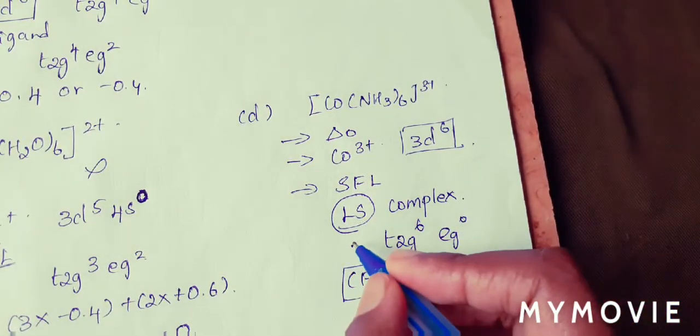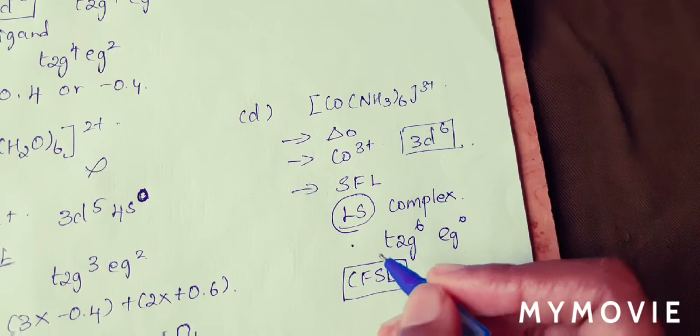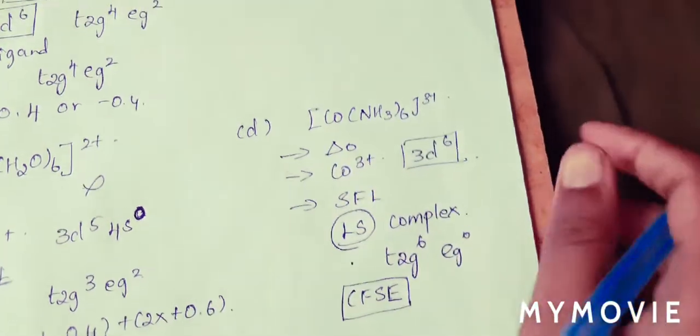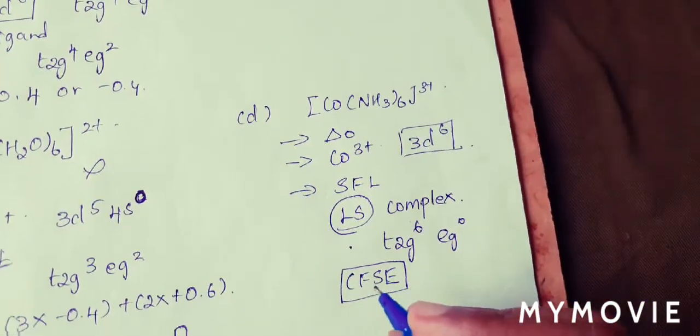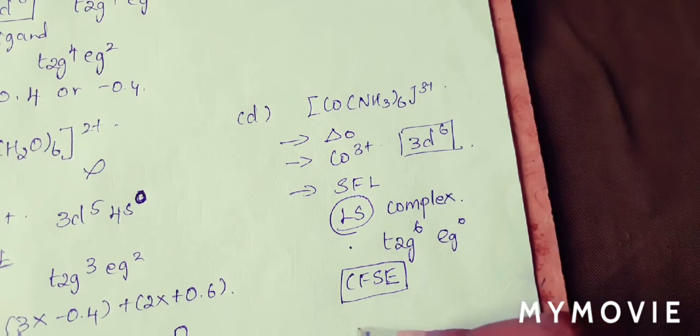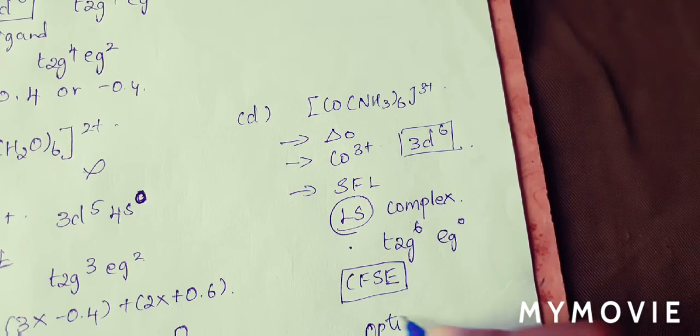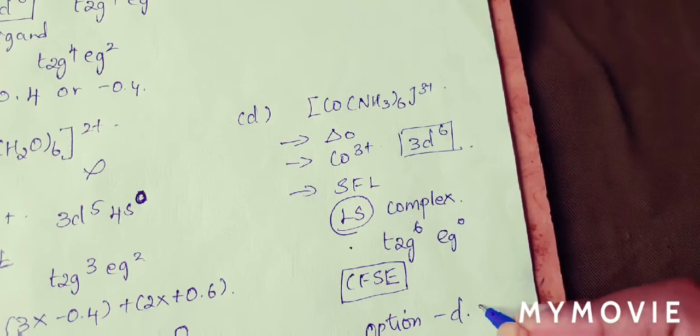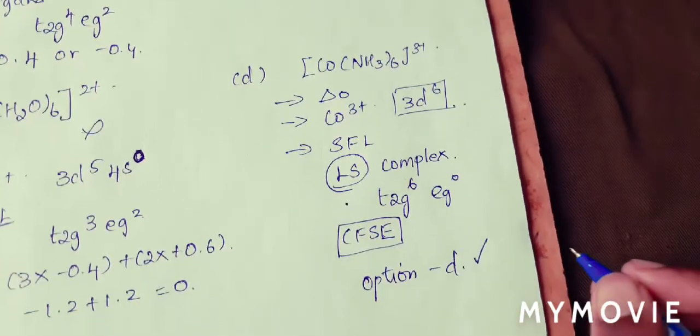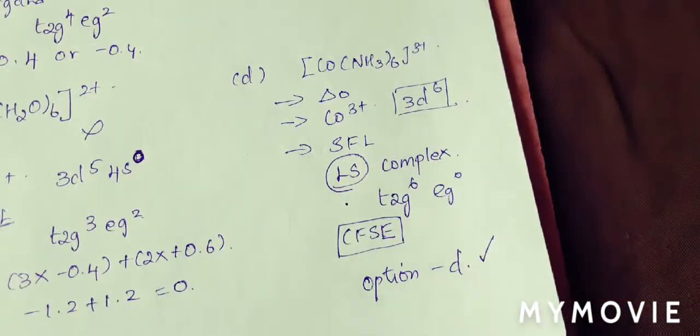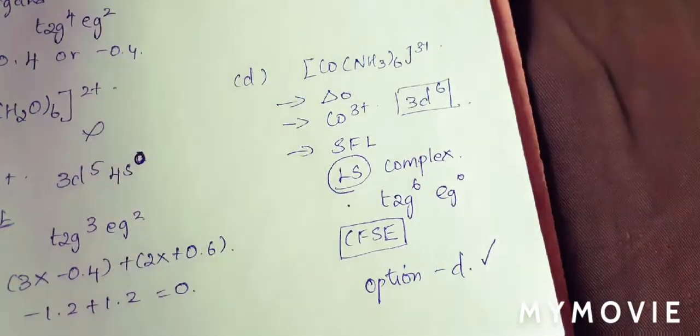So D will have a very high CFSE value. So option D, cobalt combining with ammonia, is the correct answer. Option D is the correct answer. So I hope you understood this problem as well. Let's move on to the final problem.